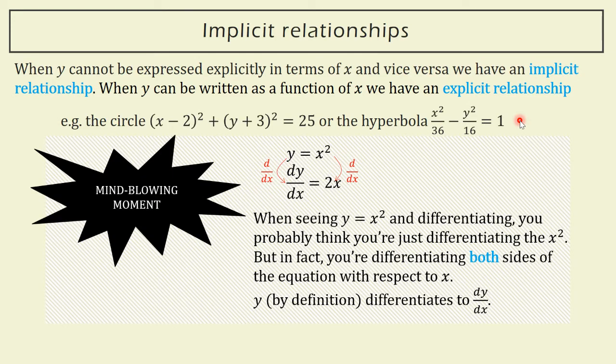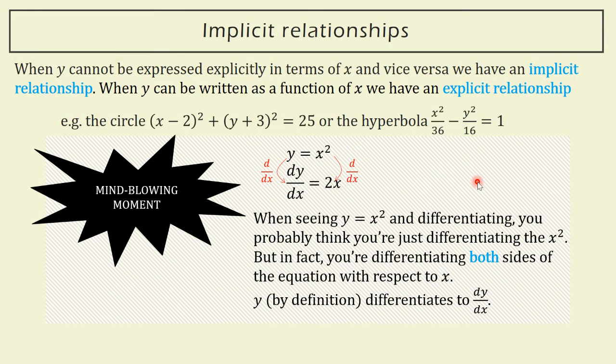Now, before we get into implicit relationships, I'm just going to rethink some of the stuff that we've done about differentiation in year 12. Okay, so when you see y equals x squared and you differentiate, you probably just think you're just differentiating the x squared, and that comes down to give you 2x. In fact, though, you're differentiating both sides of the equation y equals x squared with respect to x. Yes, we differentiate the right-hand side, that gives us 2x. When we differentiate y, that gives us dy by dx, the derivative.